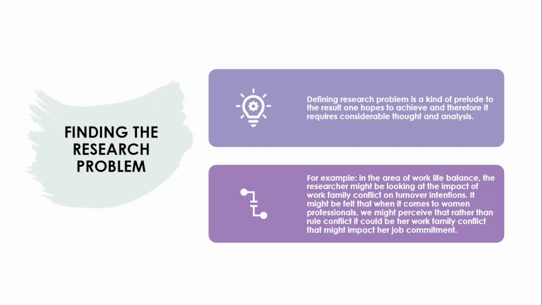For example, in the area of work-life balance, a researcher might be looking at the impact of work-family conflict upon turnover intentions. And by doing so, the researcher is looking at an aspect of how work-life conflict is going to have an impact upon the turnover of the company. So this is the second step.